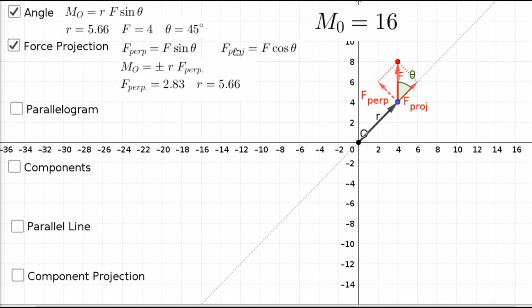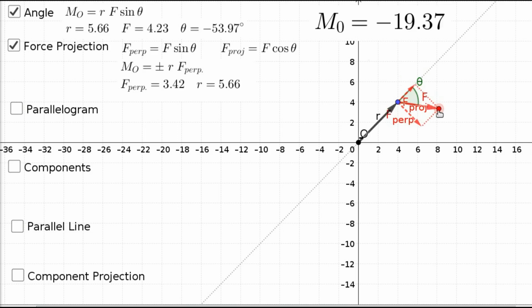And then we can just calculate the moment again as the magnitude of r times this F perpendicular. And again, if I move this around, we'll have to track the sign on F perpendicular. That's trying to rotate clockwise, so it should be negative.